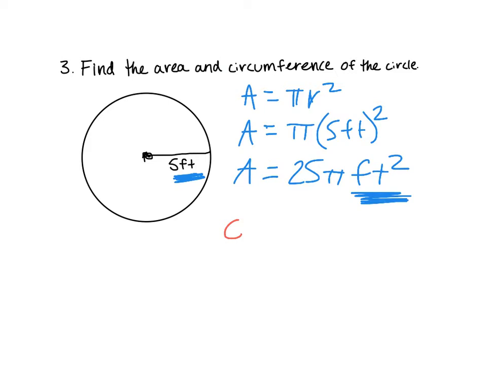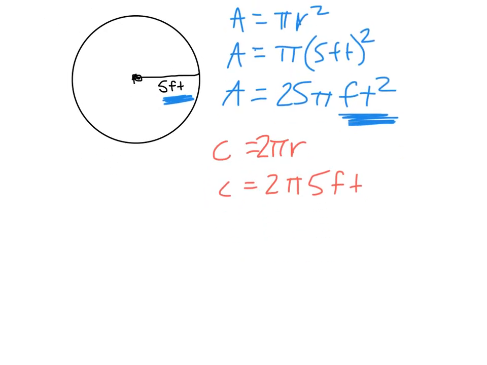So let's look at the circumference. What's the formula for circumference of a circle? Pi d, or 2 pi r. So we have 2 times pi times 5 feet. So the circumference is equal to 10 pi feet.